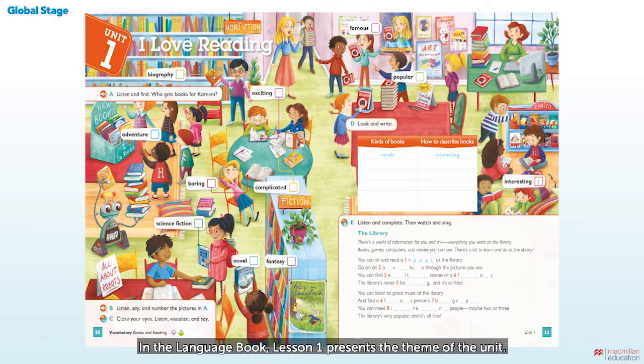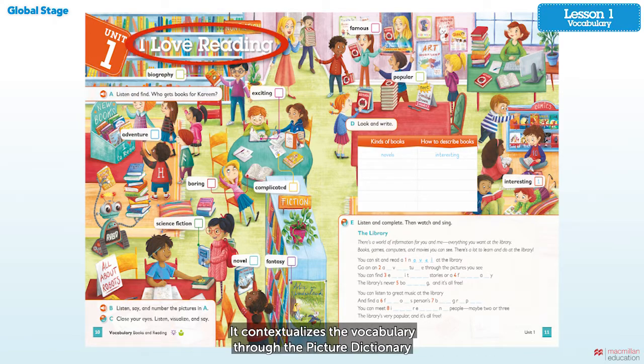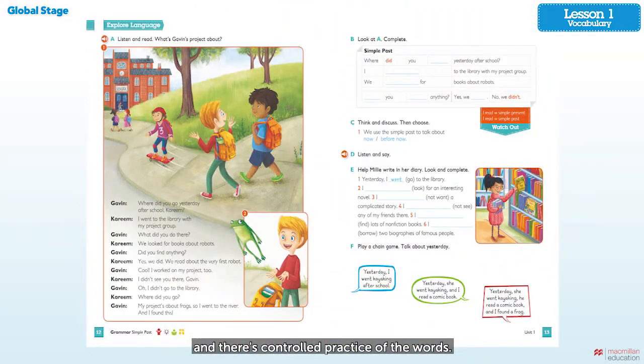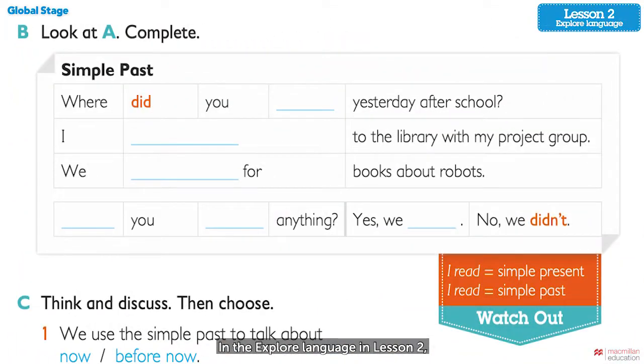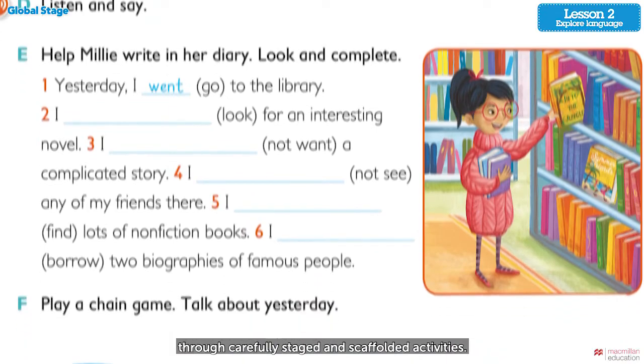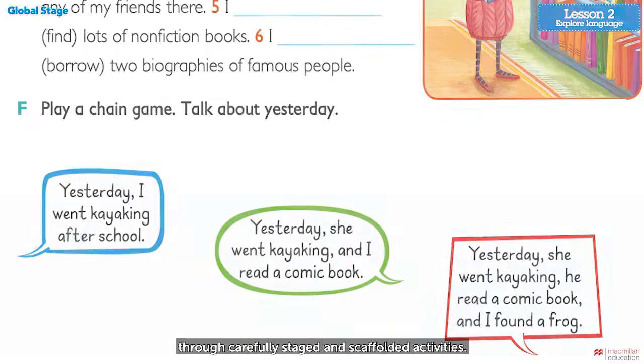In the language book, Lesson 1 presents the theme of the unit. It contextualizes the vocabulary through the picture dictionary and a song. And there's controlled practice of the words. In the Explore language in Lesson 2, students practice the target grammar through carefully staged and scaffolded activities.